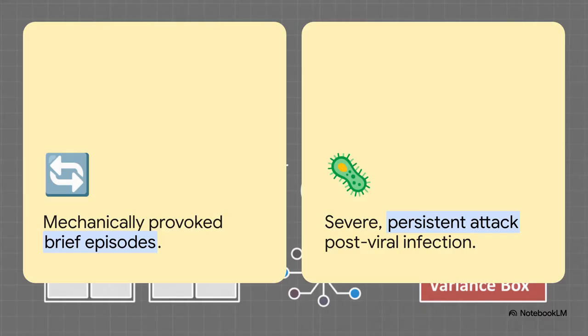Let's isolate these singular variables distinguishing the brief, mechanically provoked episodes of BPPV from vestibular neuritis. While both cause severe room-spinning sensations, vestibular neuritis is a constant, severe, post-viral attack on the vestibular nerve. It lacks the auditory symptoms you'd see in labyrinthitis, meaning the patient's hearing is perfectly intact, but the vertigo is constant. It lasts for days, not seconds, and is accompanied by a positive head thrust test.